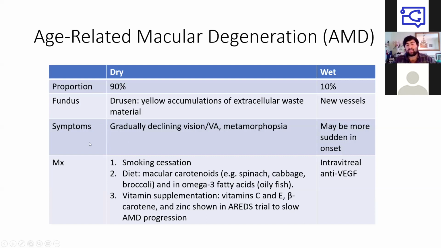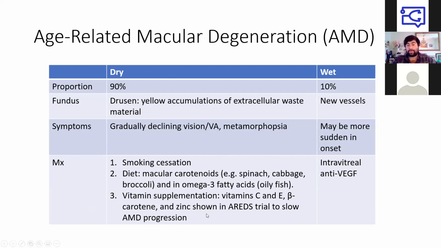The symptoms are going to be gradually declining visual acuity and metamorphopsia, which is that waviness of straight lines that you might see. And the management for dry AMD is focused on smoking cessation, dietary changes. So there are certain foods and oily fish that are shown to have slowed the progression of AMD in trials.